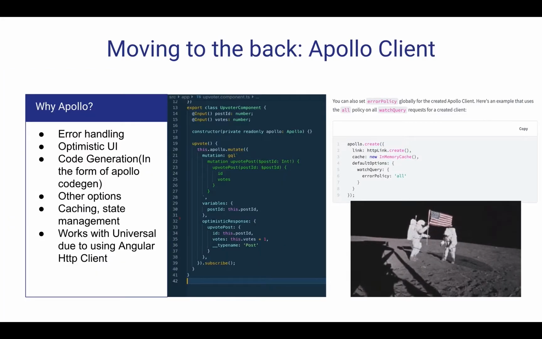Let's move a little bit further to the back end. Like I said, Apollo is great. It gives you that optimistic UI. It also gives us code generation. And so when we create our schemas for GraphQL on the back end, we can generate the TypeScript that our front-end Angular code will be using. It also gives us caching and state management out of the box, so you don't have to use anything like Redux or Vuex or any of those other state management libraries, MobX, etc. It has some caching, so you don't have to make round trips to the server.